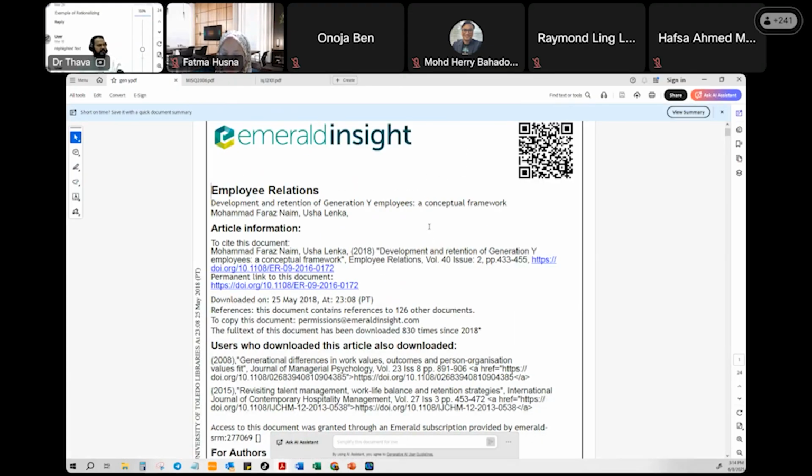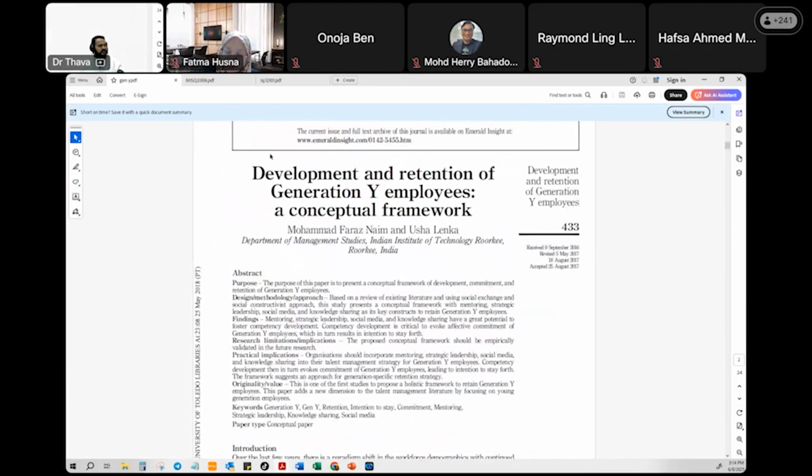Emerald paper, quite a good paper. All right, so: development and retention of Generation Y employees, a conceptual framework. I really like this paper because I'm very interested to know the outcome of the study. So I'm really looking into it now, because I want to find new research gaps for this particular topic.